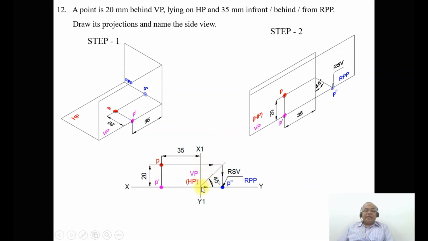What happens? This 20 mm which was vertical here is transferred to the horizontal distance. Then draw a line from this 45 degree line to the XY line in the side view. Both these two lines will intersect at this point. You mark this as P double dash. Since it is behind RPP, therefore it is called the right side view. So in which quadrant is it being projected? This point P lies in the second quadrant. You can see here the point P is in the second quadrant.